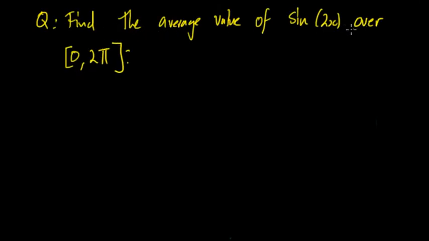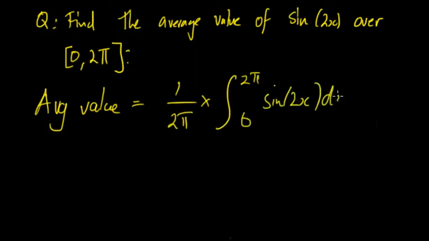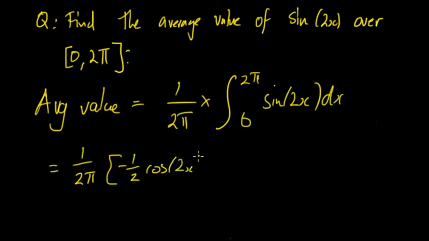Going on to our second example: find the average value of sine 2x over 0 to 2 pi. Once again, you use the formula. The formula is basically foolproof. So 1 over 2 pi times the integral from 0 to 2 pi of sine 2x dx. This is equal to 1 on 2 pi times 1 on 2 times negative cos 2x, because when you differentiate this, the 2 comes down, so 2 on 2 is 1, and the cos turns to sine but with a negative, so you get rid of that negative there. So negative cos 2x, from 0 to 2 pi.